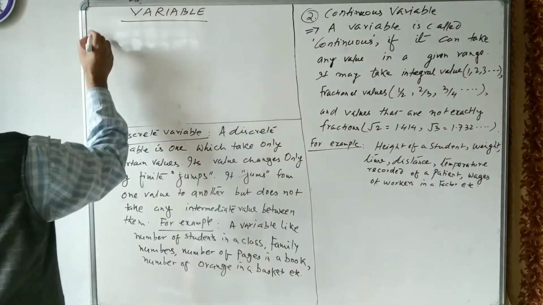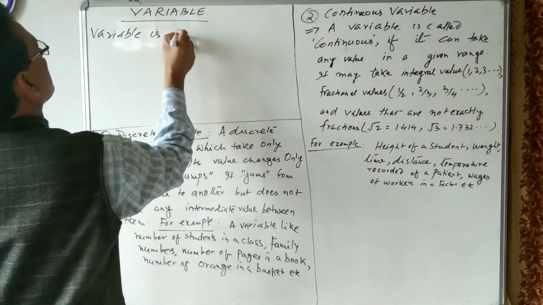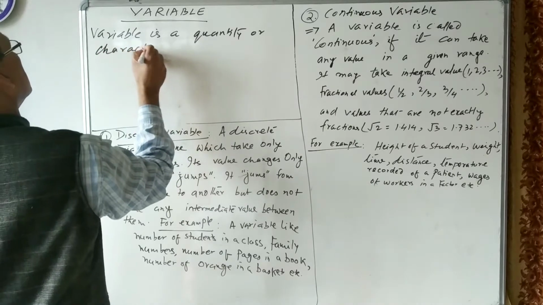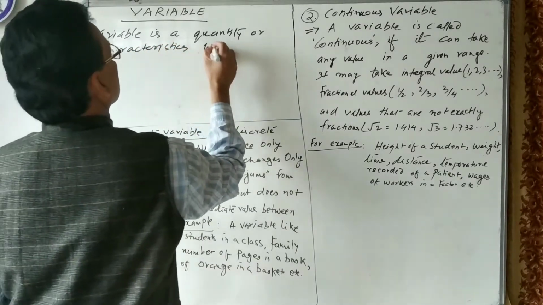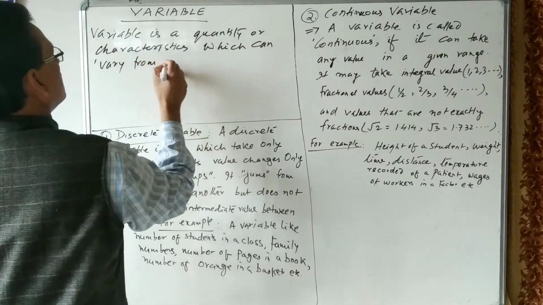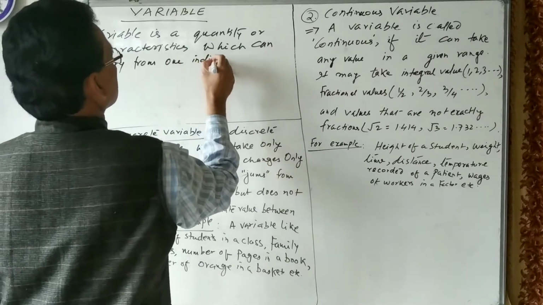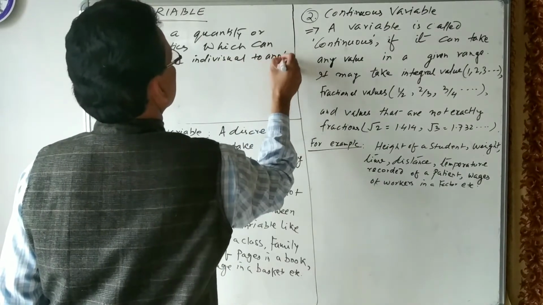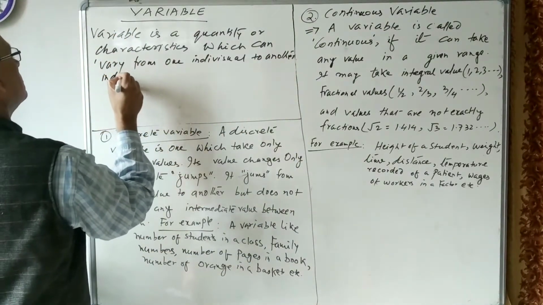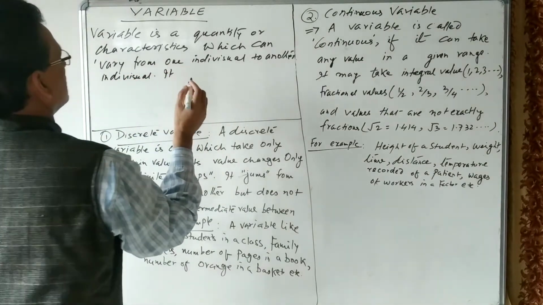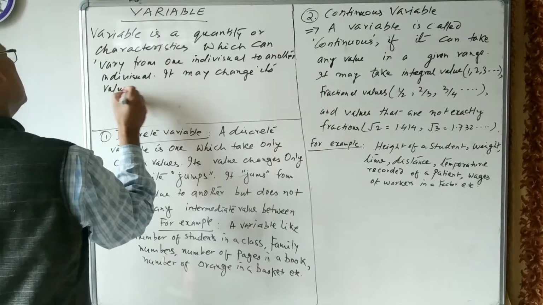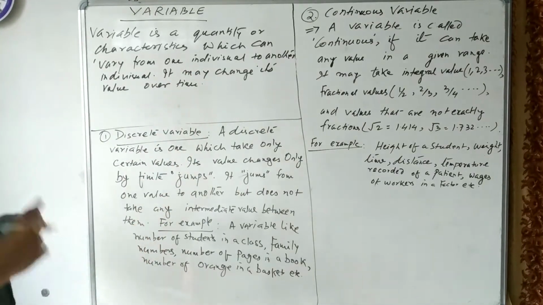A variable is a quantity or characteristic which can vary from one individual to another individual. So it may change its value over time.